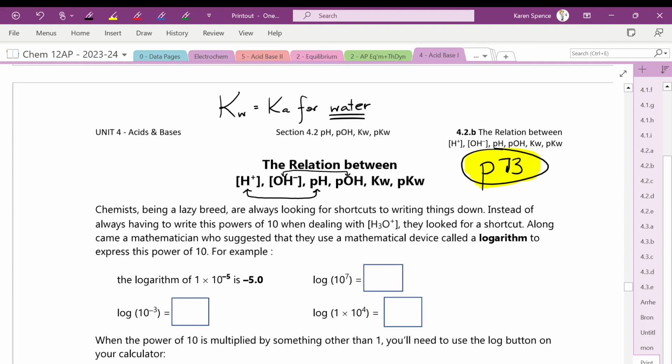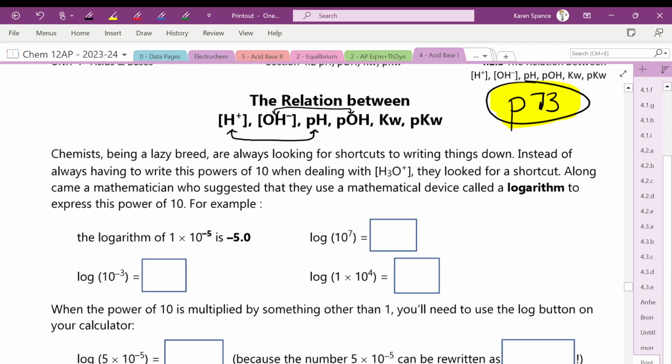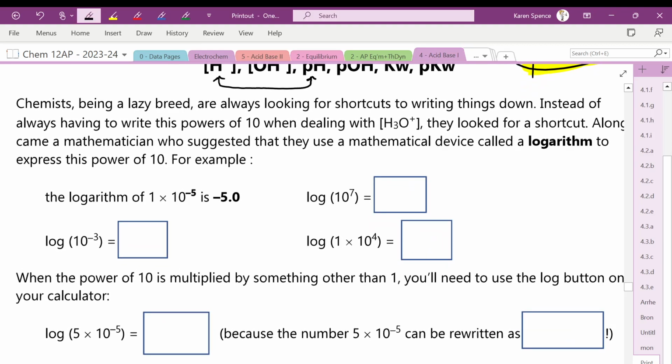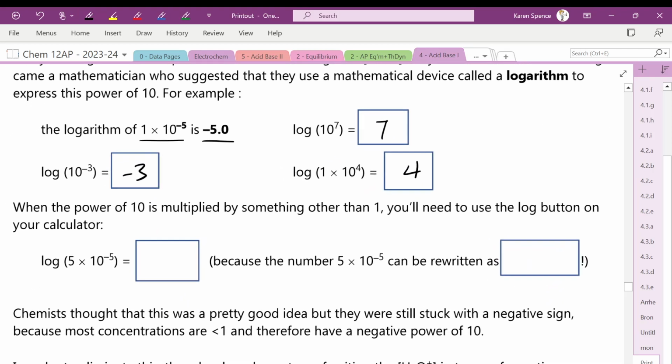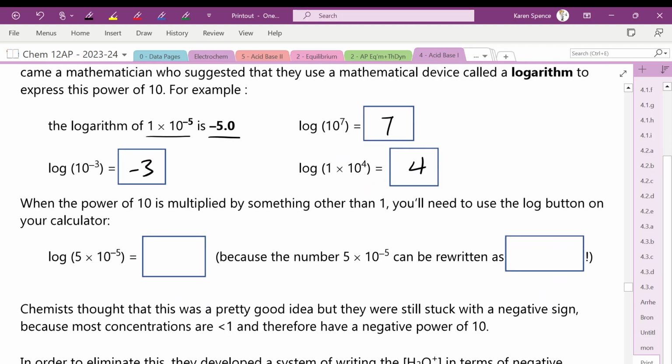All right, so the log of 1 times 10 to the negative 5 is negative 5. The log of 10 to the 7 is 7. Log of 10 to the negative 3? Negative 3. Log of 1 times 10 to the 4? 4. Now, what if we have a different number? How would you find the log of 5 times 10 to the negative 5? Super difficult.